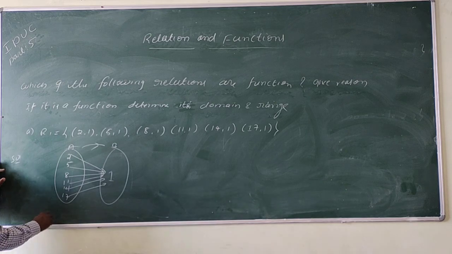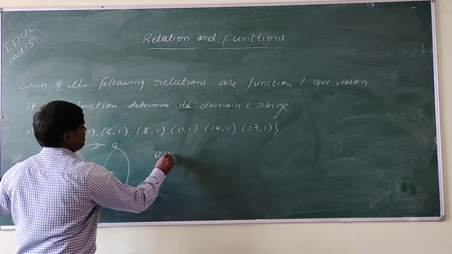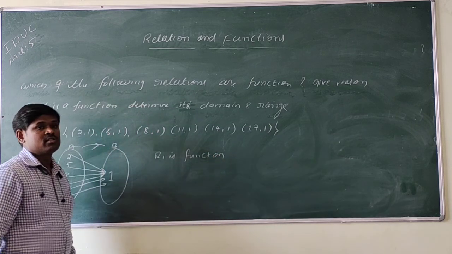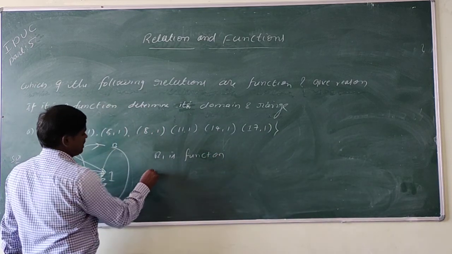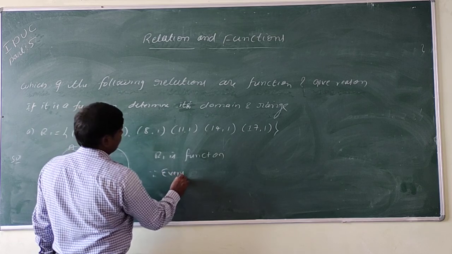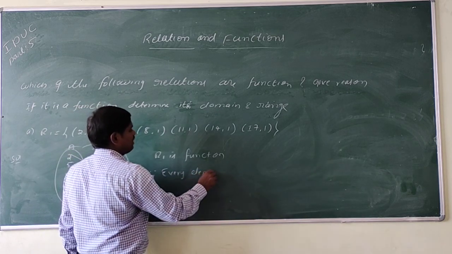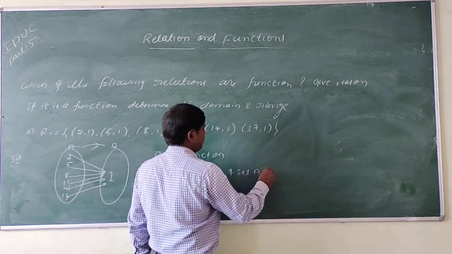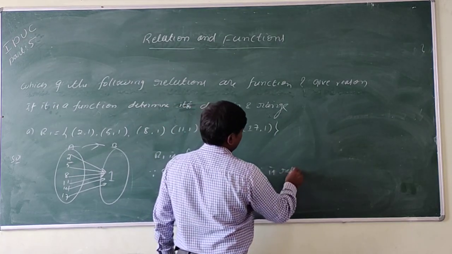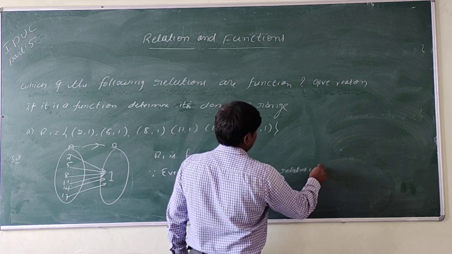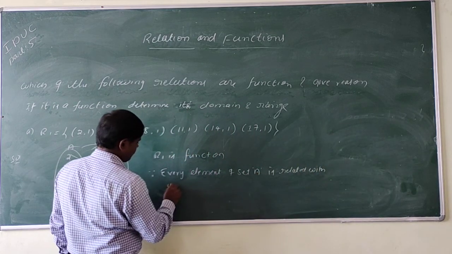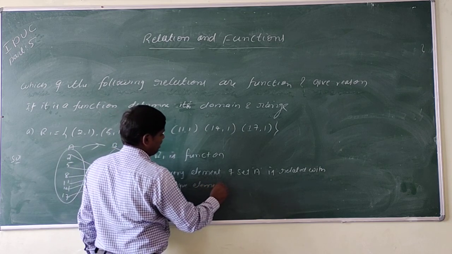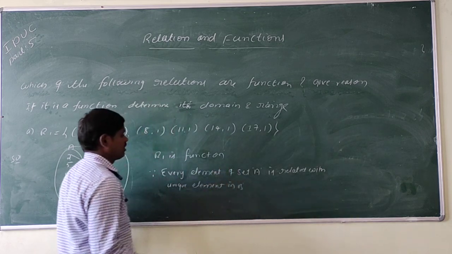So R1 is a function. The reason is that every element of set A is related with a unique element in B. Therefore it is a function.